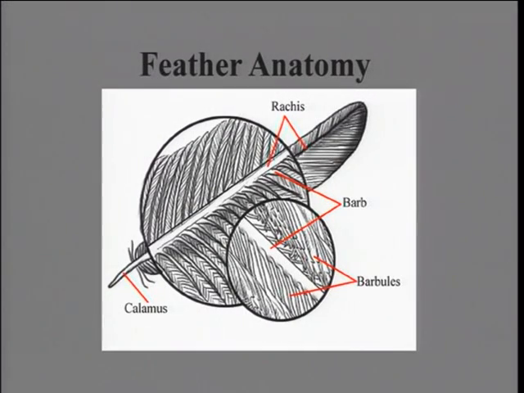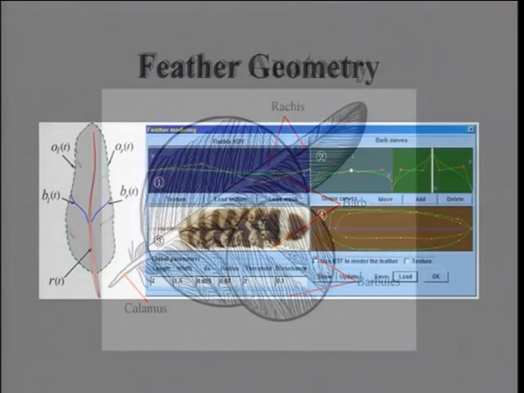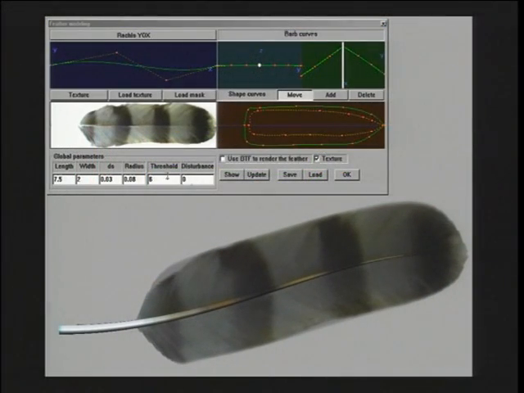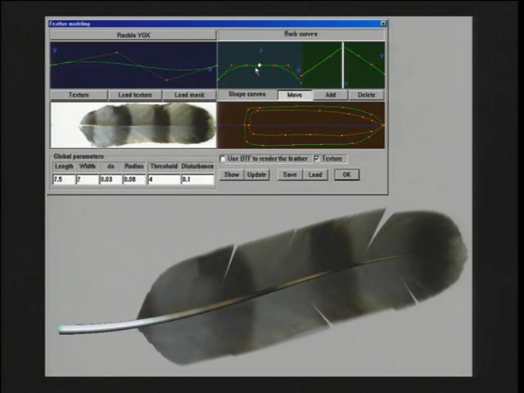The synthesis of a feather is based on feather anatomy. The shape of a feather is defined by its rachis and the barbs distributed along both sides of the rachis. Here we show an interactive editing session for creating a feather. You can see that it's very easy for a user to control the shape and characteristics of a feather.